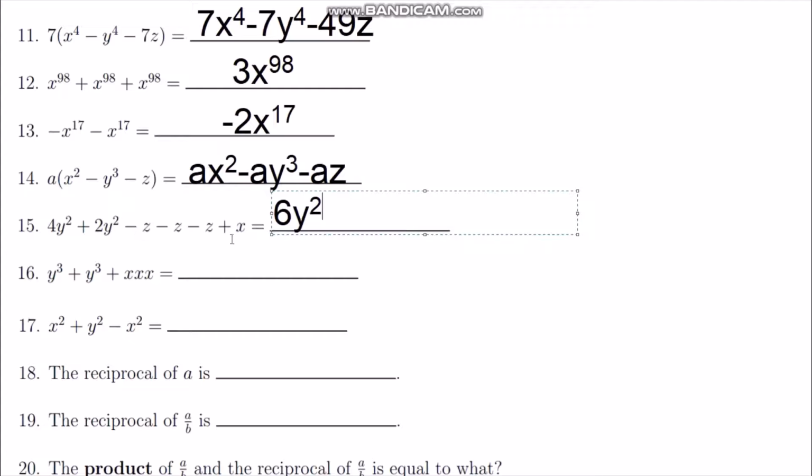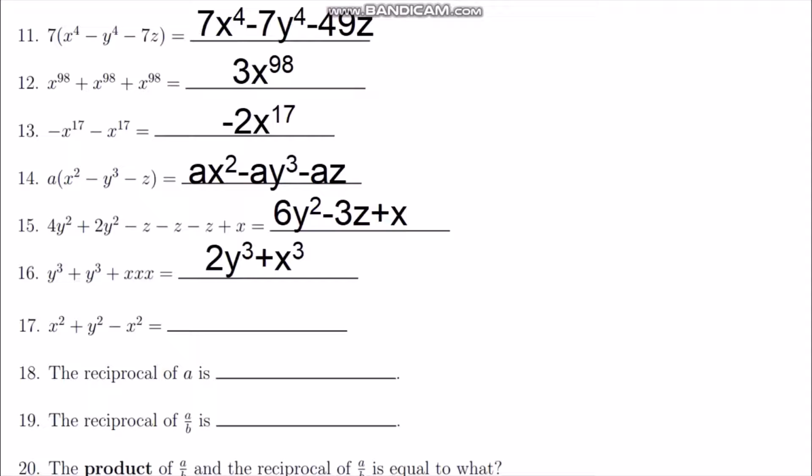Then we see that we can combine all the z's. Recall there's really a 1 out front right here. So it's minus 4z. Well, actually, there are 1, 2, 3 z's, so it's minus 3z. And then you have plus x. This one is 2y cubed plus, and since we're multiplying all these together, it is x cubed.